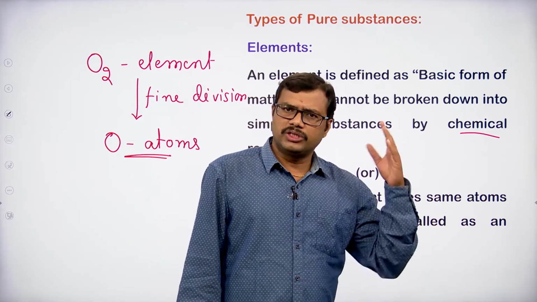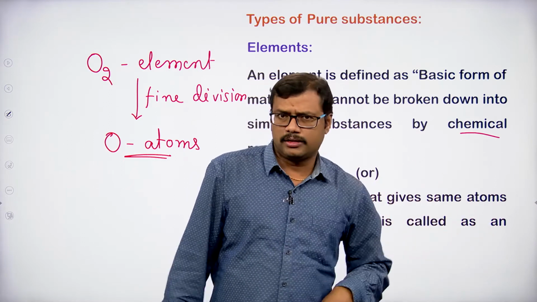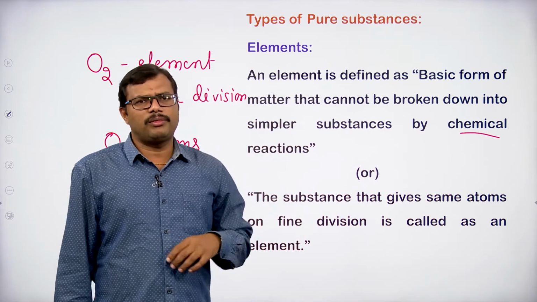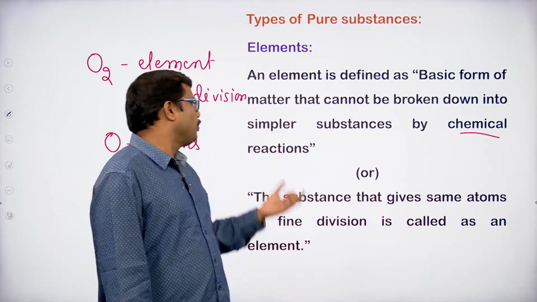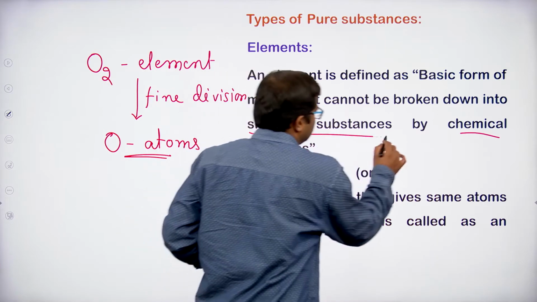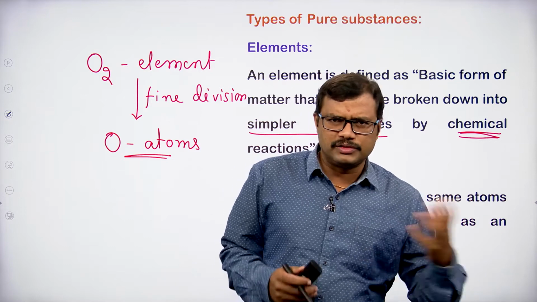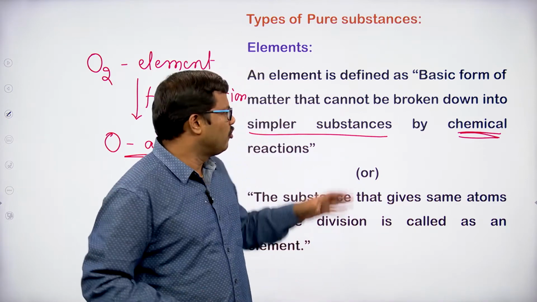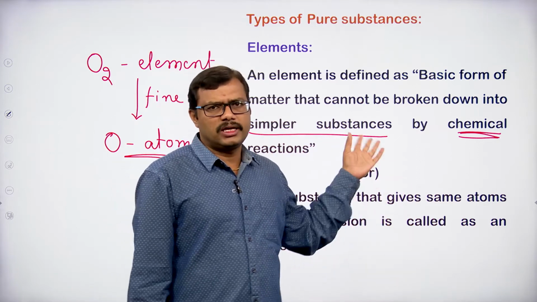A substance which on fine division gives only one type of atoms is taken as an element, or we can define it with respect to matter: an element is the basic form of matter that cannot be broken down into simpler substances just by chemical means. Of course, we can break it down into simpler substances maybe by physical means, but through chemical reactions, by using chemical concepts, we cannot divide an element further into simpler substances. So, that is taken as an element.